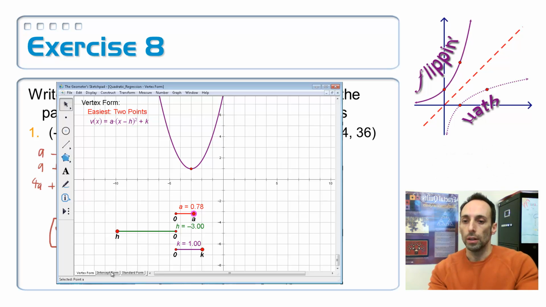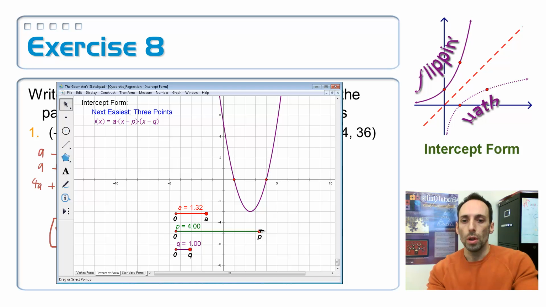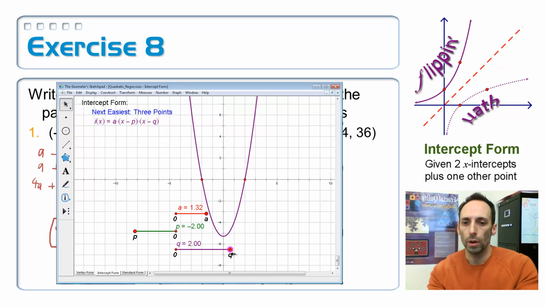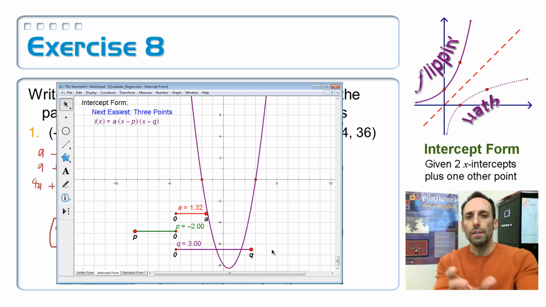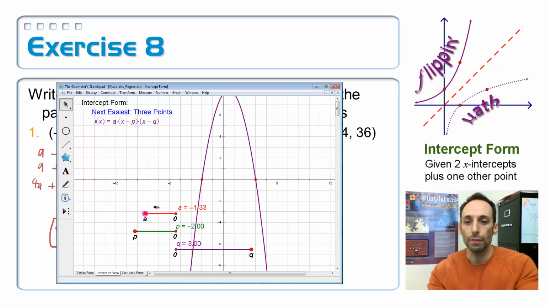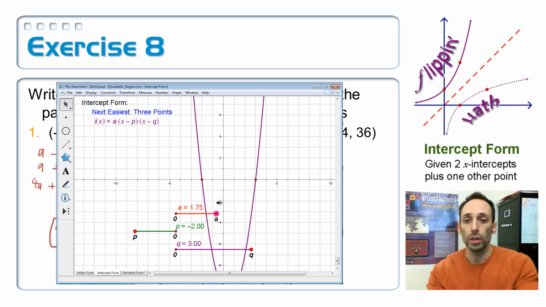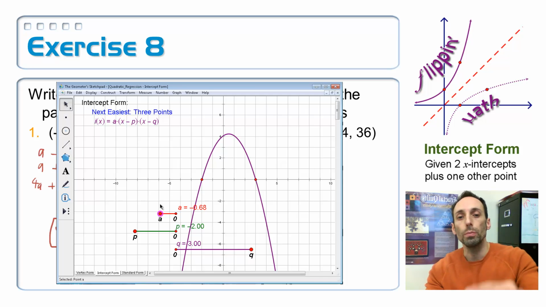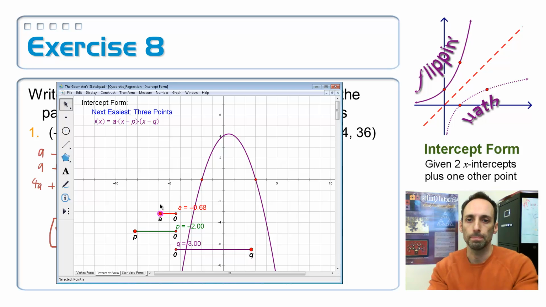Okay? Now let's look at the intercept form. So here I'd be given my 2 intercepts. I can put those wherever I want to. So here are my 2 intercepts. If I just have those 2 intercepts, is that enough to come up with the equation for the parabola? The answer, again, is no, because there's still an infinite number of parabolas that have those 2 x-intercepts on the graph. So I just need a 3rd point this time in order to nail down that graph in order to come up with the equation.